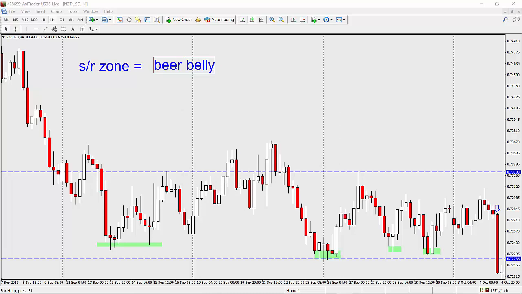Can Acapulco be used in volatile currency pairs? Yeah, of course. They can be used on any market. It's a confirmed breakout, basically, but it's got specific rules. So yeah, it can be used in any. In this case, I'm looking at the New Zealand 4-hour, and maybe that's why you think it should be only on pairs that aren't very volatile, but that's not the case at all.